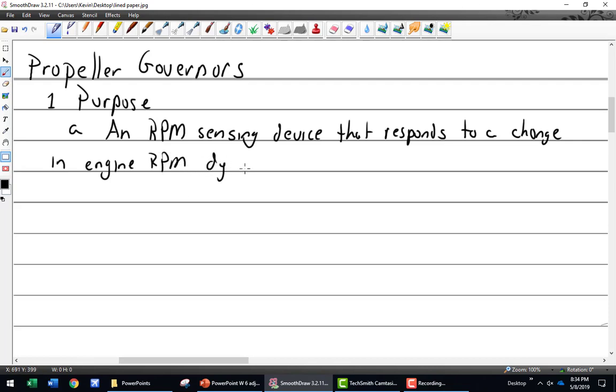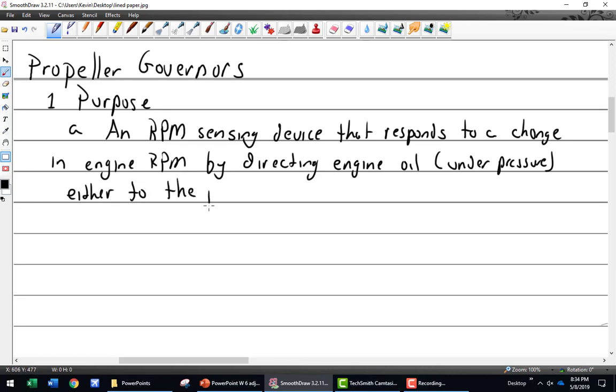by directing, say, engine oil under pressure either to the prop or from the prop to change blade angle.